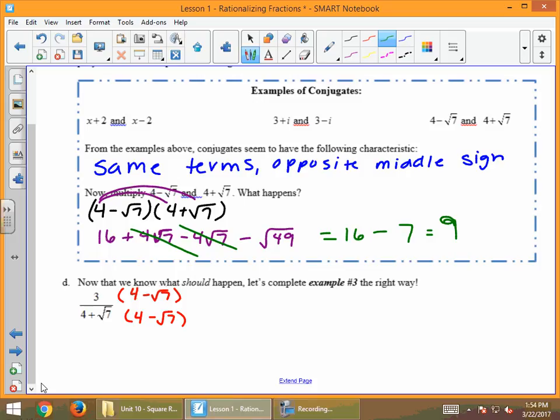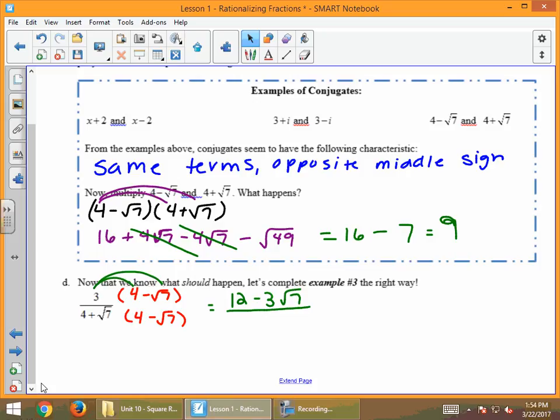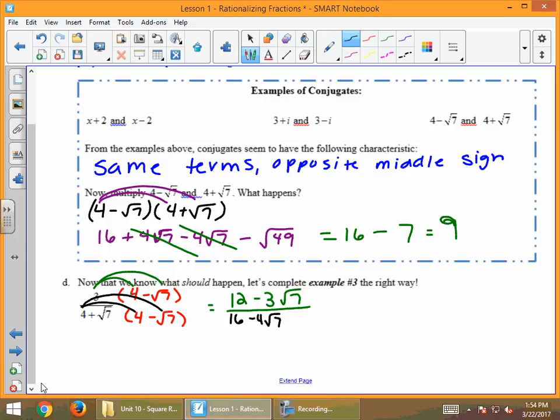Yeah? Distribute it. Yeah, it's like a normal problem. Number on front, you just distribute. 3 times 4 is what? 12. And then 3 times negative radical 7 is? Negative 3 radical 7. And then in the bottom, just like we did up here, you just FOIL. So again, you kind of already know what the answer is going to be, but 4 times 4 we said was 16. And then 4 times negative radical 7, negative 4 radical 7.